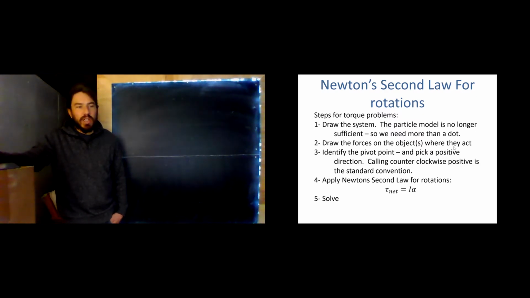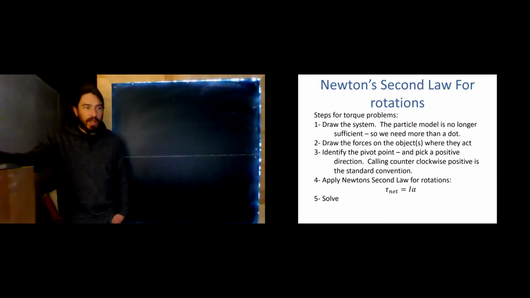I'm going to encourage you to continue to use the conventions that we've been working with this whole time, right? Force vectors should point away from the object. The tail of the force vector should be at the location where the force is applied. We should identify the pivot point and pick a positive direction.